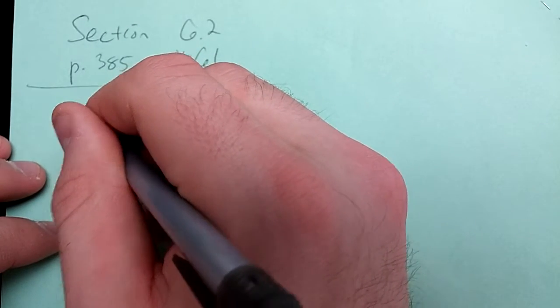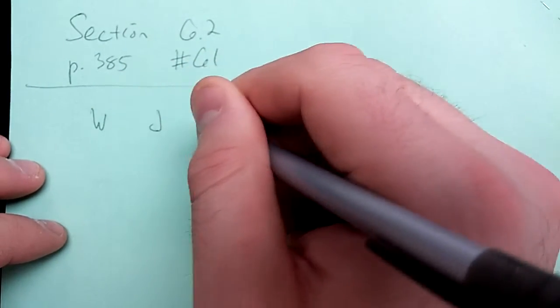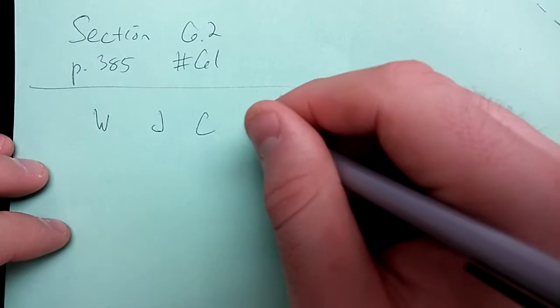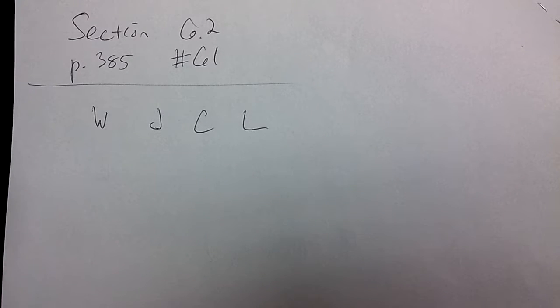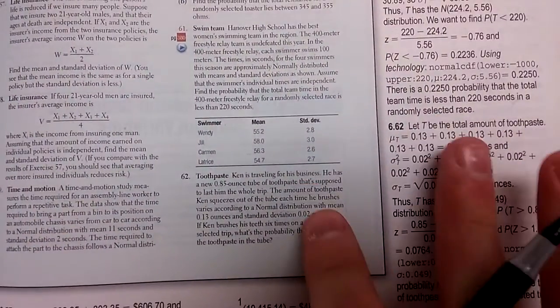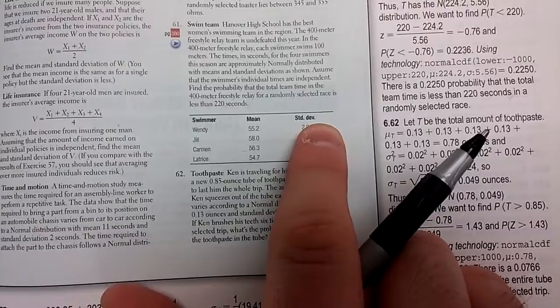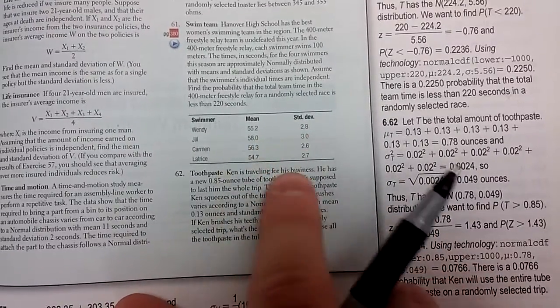So we'll call Wendy W, Jill J, Carmen C, Latrice L. These 4 combined together make up a relay team. They have the means and standard deviations given for each of these. And I'll show you briefly what those look like in this table. So here's the mean and standard deviation for Wendy, Jill, Carmen, and Latrice. So it's important to have that book out so you can reference those as well.